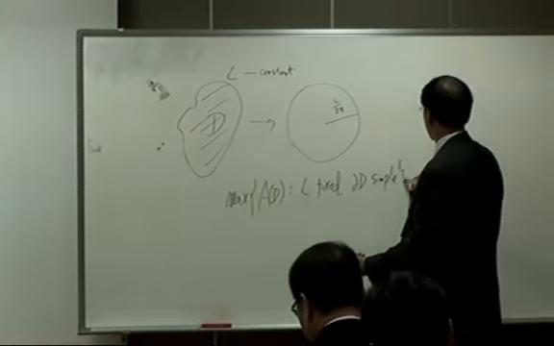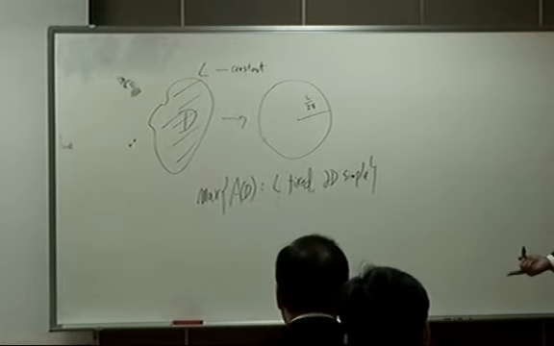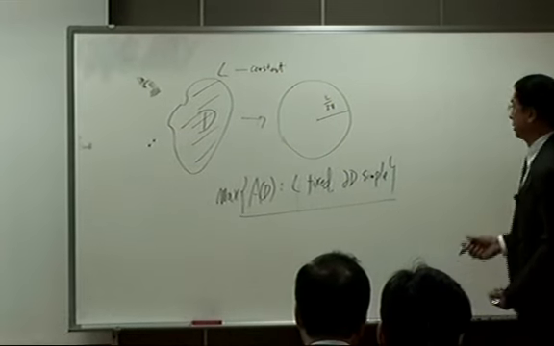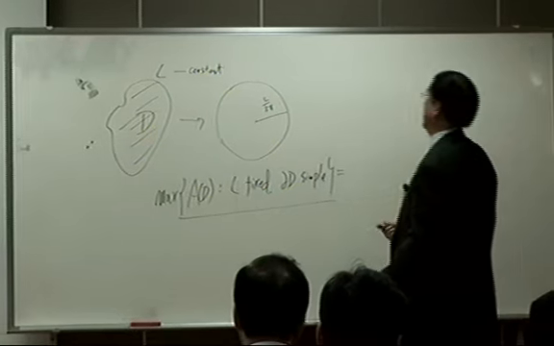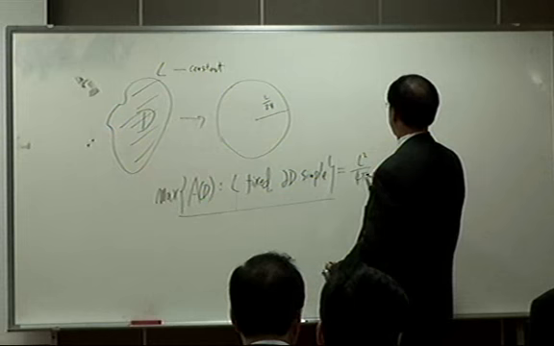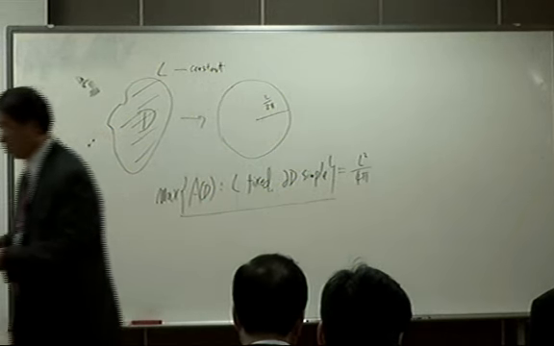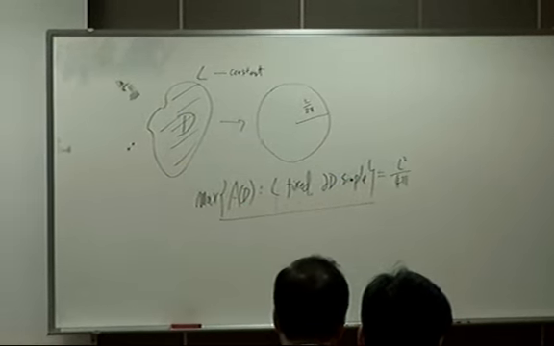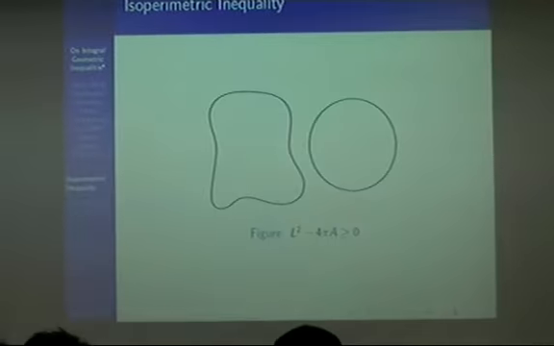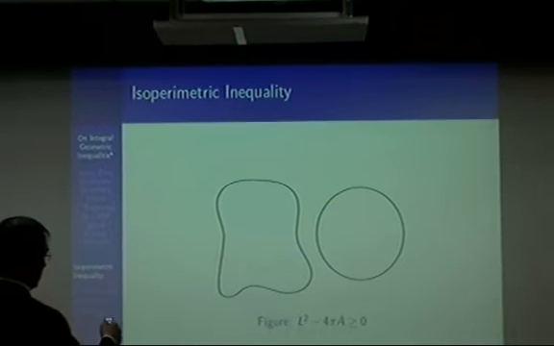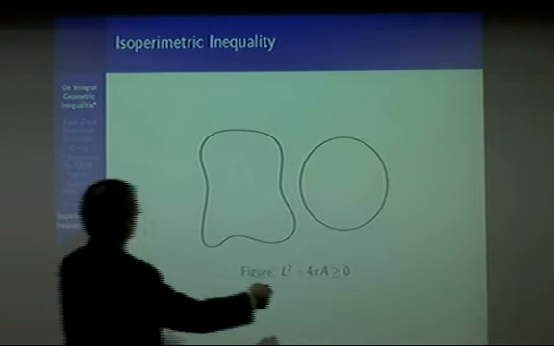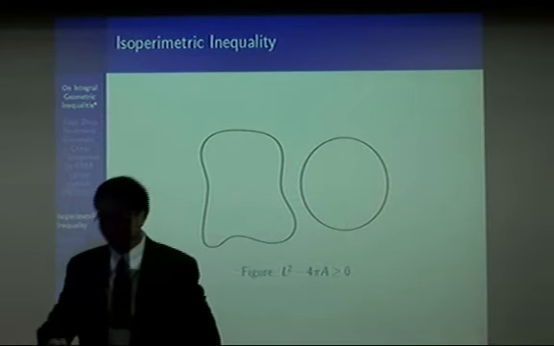So this one, the measure of D. This is L squared minus 4 pi A. So this is the isoperimetric inequality. I just mentioned that this is L, but this picture is a little off. This should be a little bigger.